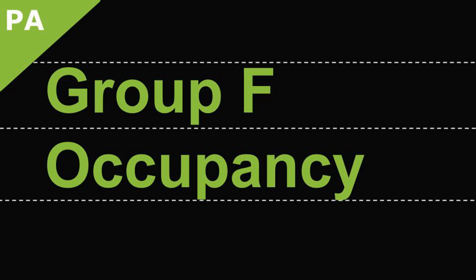Group F Occupancy. Group F occupancy is divided into 2 occupancy types. Group F1 is for factory moderate hazard. Group F2 is for factory low hazard. See the IBC for further examples.